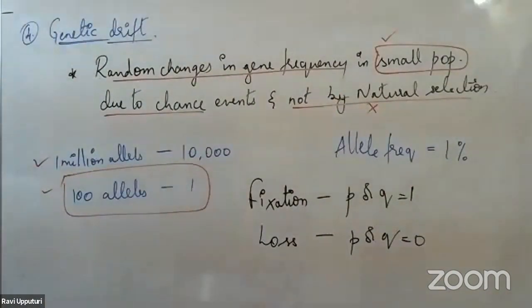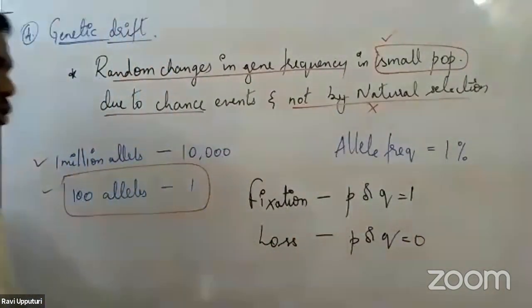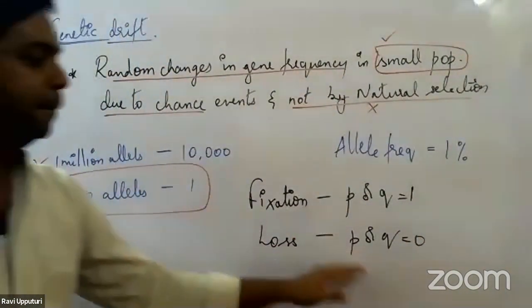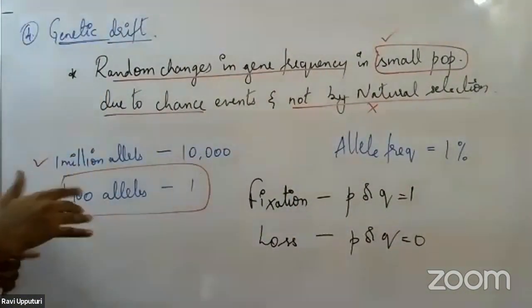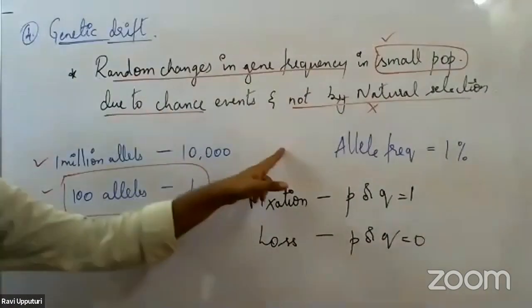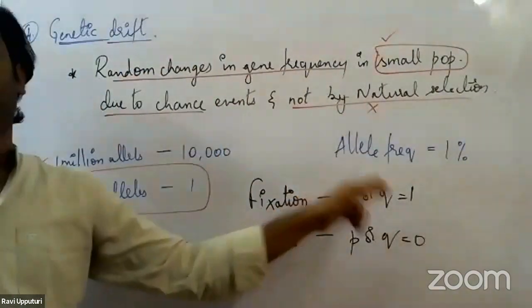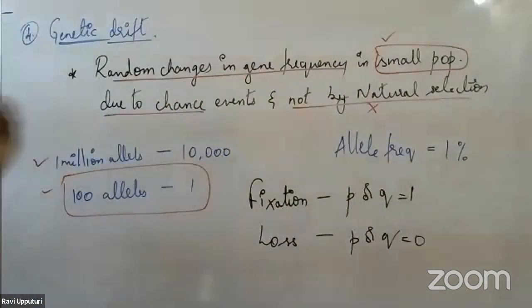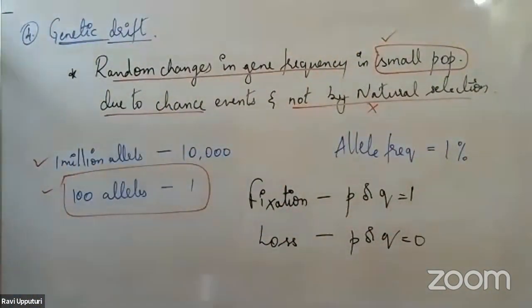So we call it either fixation, where P or Q would be equal to 1, or loss, where P or Q would be equal to 0. The end result of this assumption is that it could be either fixation or loss. If it is fixation, P or Q would always be 1. If it is loss, P or Q would be 0. So this is what we have with the topic called genetic drift.